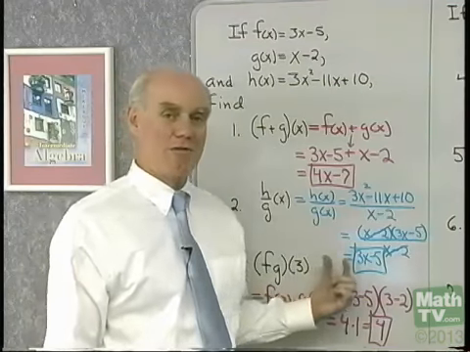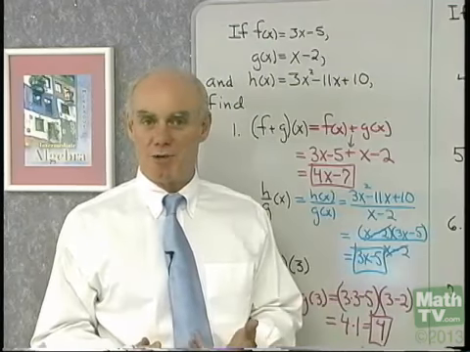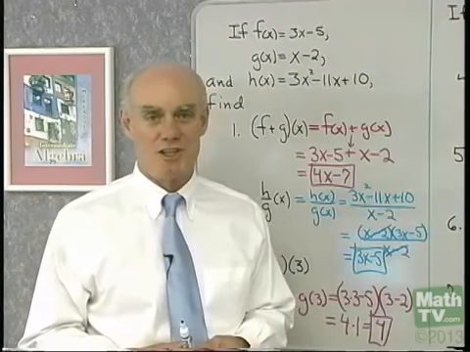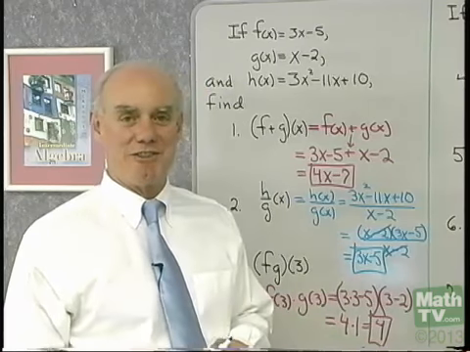So here I have the product of two functions, and I wanted to evaluate them at 3. I just take each one of them, evaluate them at 3, and multiply the two results together. I come out with 4, and that is f times g of 3.